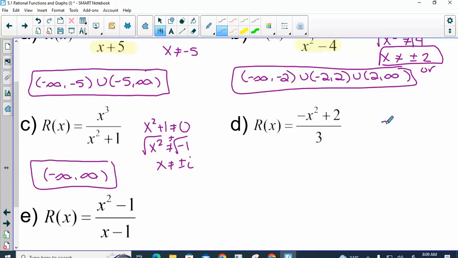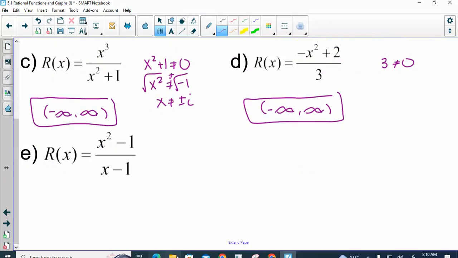My denominator is 3, so 3 cannot be 0. Does 3 ever equal 0? No. So what's my domain? Did we do this last year? Some of it, yeah. The asymptote looks weird. I don't know what it is, but it sounds familiar. That's a step in the right direction.